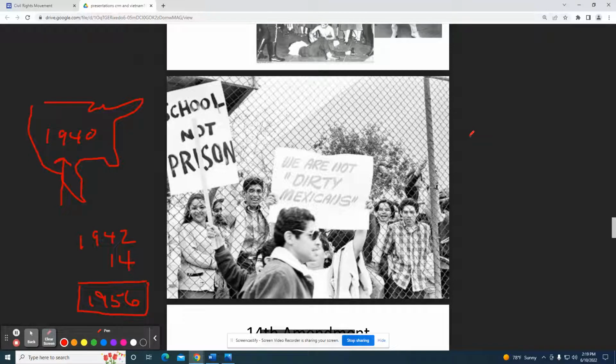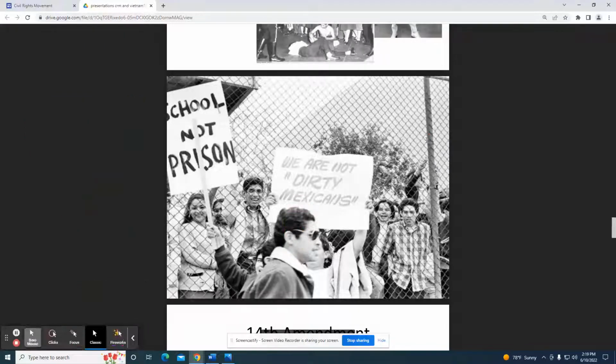basically an accommodation. If this individual right here speaks Spanish, is it fair for this individual to be in a classroom where everybody's speaking English and everything is in English? So it's about the modification. They're going to put pressure on the local school boards to try to make adjustments for the fact that these individuals don't speak English and that they're culturally different.